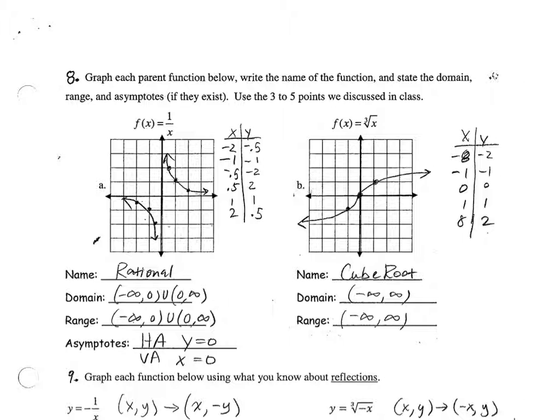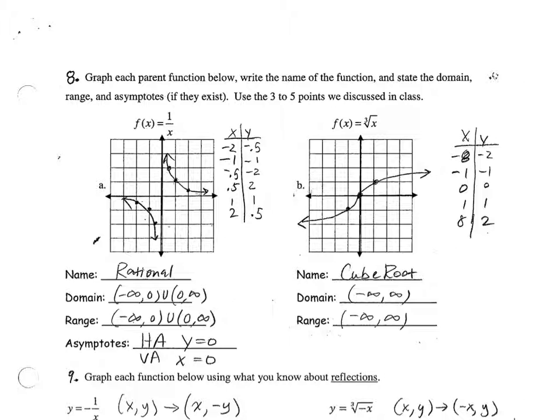In this rational function graph, HA stands for horizontal asymptote. The horizontal asymptote is the equation y equals 0. That's the way to give the equation of the x-axis. And for the vertical asymptote, we have x equals 0. In other words, the y-axis is an asymptote in the graph as well.